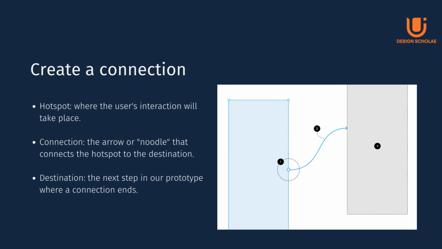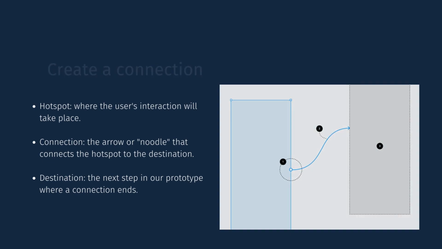Creating a connection. The connection consists of three parts. Hotspot, where the user's interaction will take place. A hotspot can be the frame itself or an object within the frame. You can create a hotspot on anything like a button, icon, or heading. Connection, the arrow or noodle that connects the hotspot to the destination. Both the interaction and animation are determined through the connection. Destination, the next step in our prototype where the connection ends.